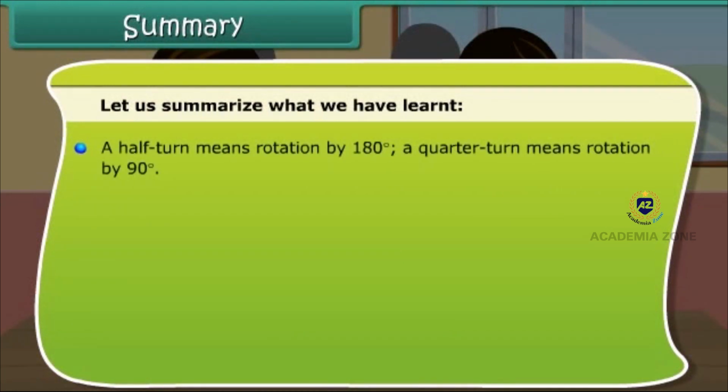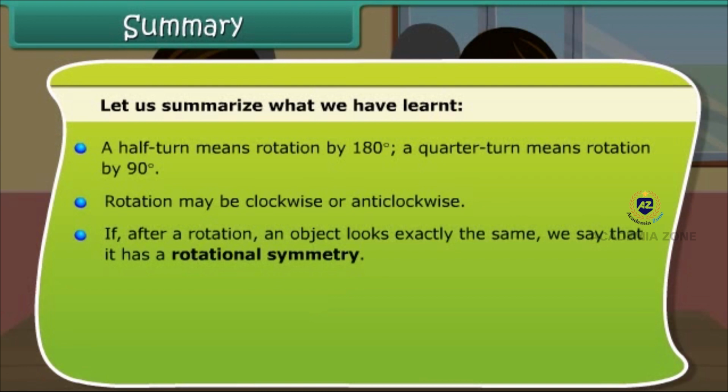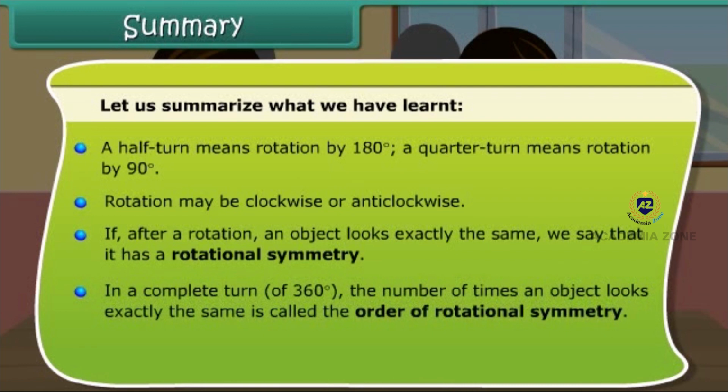A half turn means rotation by 180 degrees. A quarter turn means rotation by 90 degrees. Rotation may be clockwise or anti-clockwise. If after a rotation, an object looks exactly the same, we say that it has a rotational symmetry. In a complete turn of 360 degrees, the number of times an object looks exactly the same is called the order of rotational symmetry.